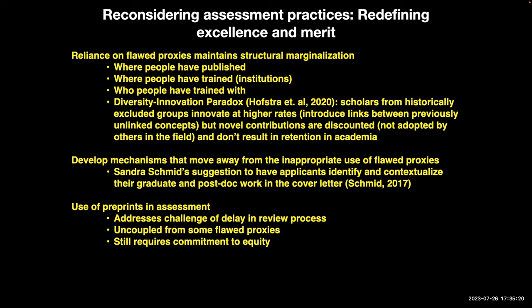We're still going to get some association where people have published, where people have trained and who people have trained with, but we've removed some of the flawed proxy of where people have published. And because of this, when we decide that we're going to use preprints in our research assessment, we still need to articulate our commitment to equity. We still need to recognize that even though we've removed some flawed proxies, we may still be relying on others. And so we need to be careful and judicious when we assess preprints to make sure that we're not falling back on some of the flawed proxy and actually assessing the research, which is right in front of us.